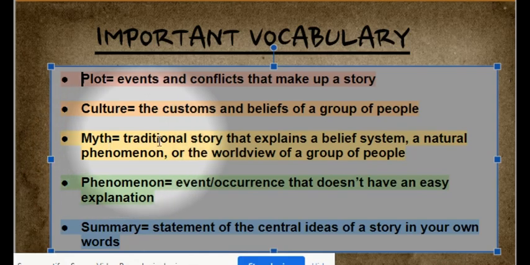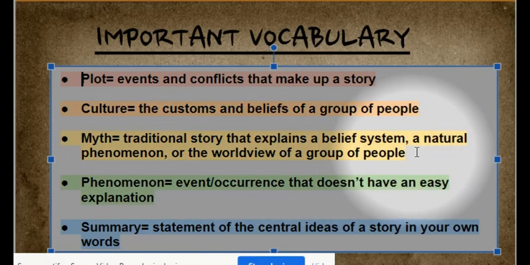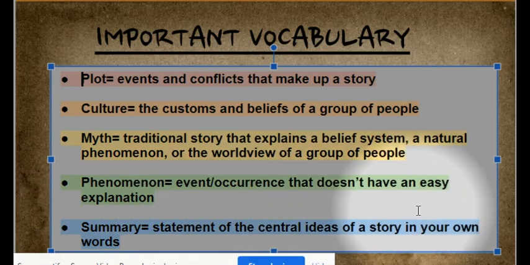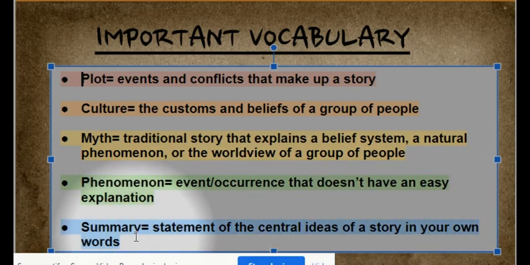A myth is a traditional story that explains a belief system, a natural phenomenon, or the worldview of a group of people. Phenomenon, as it was used right above in the myth definition, is an event or occurrence that doesn't have an easy explanation. And a summary is a statement of the central ideas of a story in your own words. We're going to be using some of these vocabulary words in our review, okay?